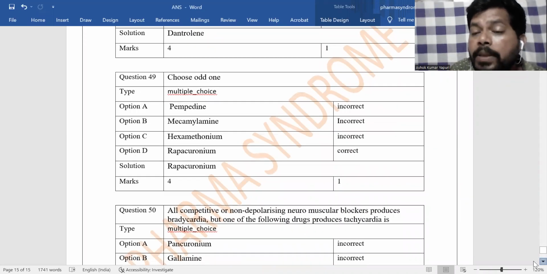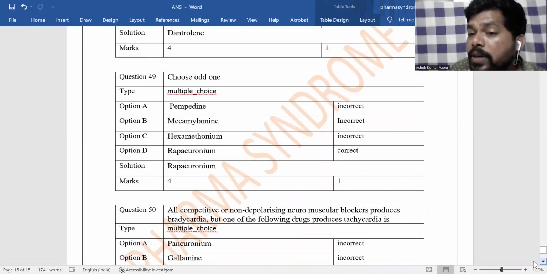Malignant hyperthermia is a drawback or side effect of succinylcholine as well as lithium carbonate and also halothane. So succinylcholine can cause a drawback like malignant hyperthermia.